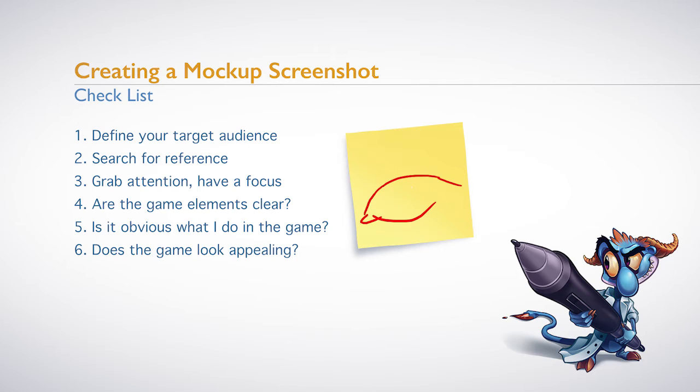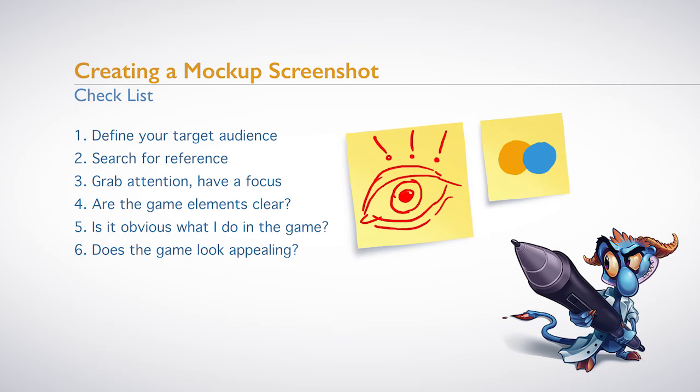Okay, so the last one, does the game look appealing? This can also come down to referencing. It can also come down to color theory. Certain colors work better than others together. So if you do research with color theory, this will help. It's especially good for mobile. For example, if you use complementary colors like orange and blue, these can work very well together.